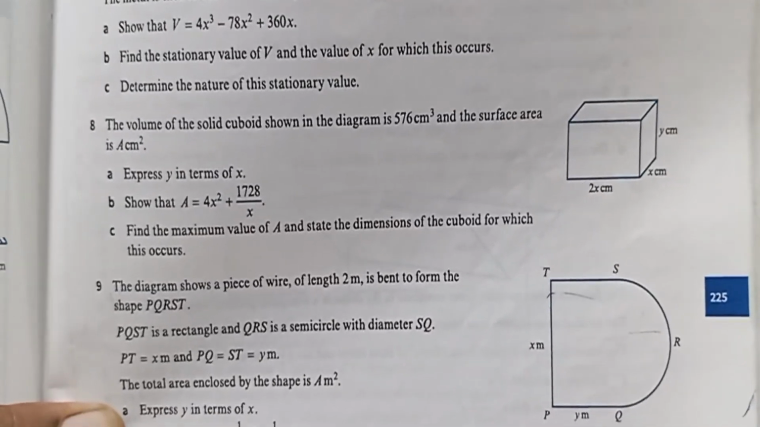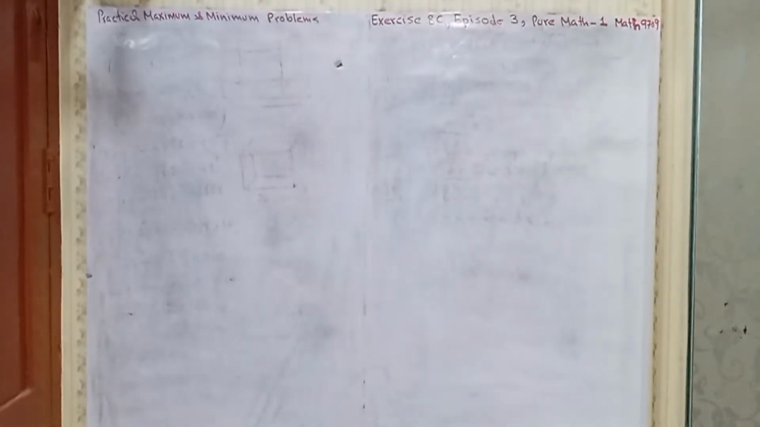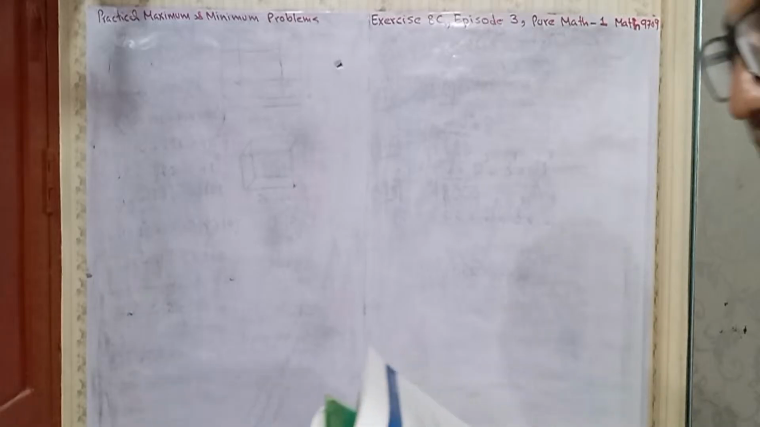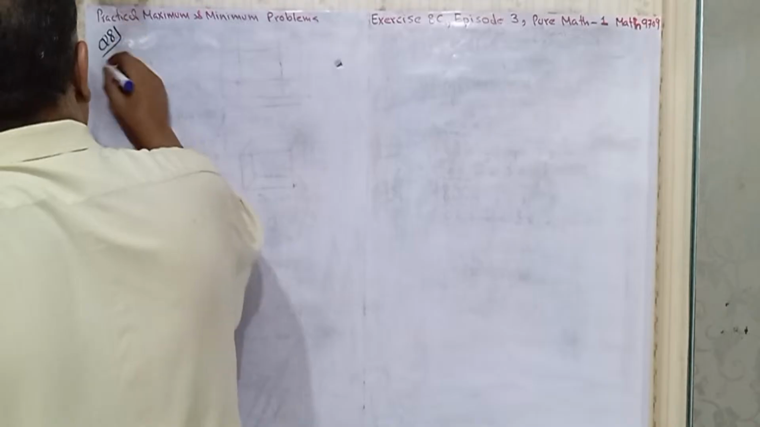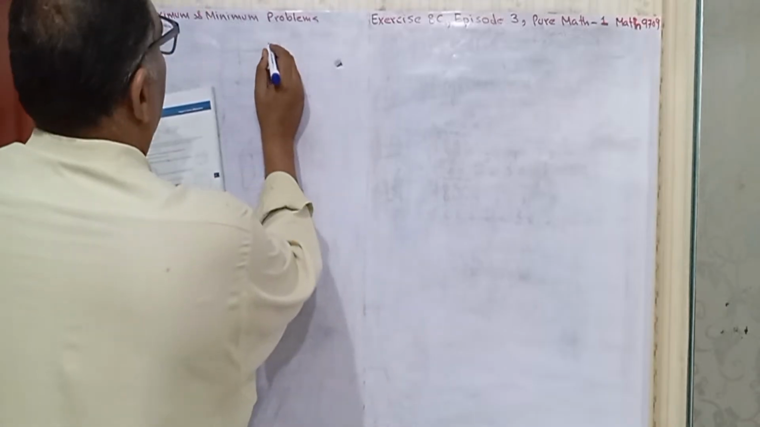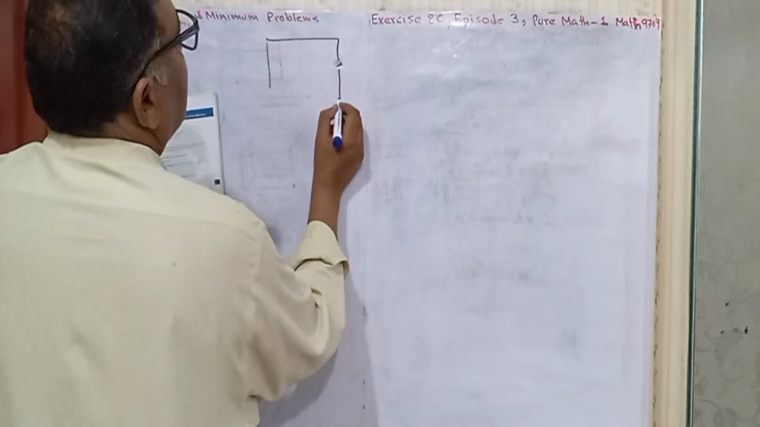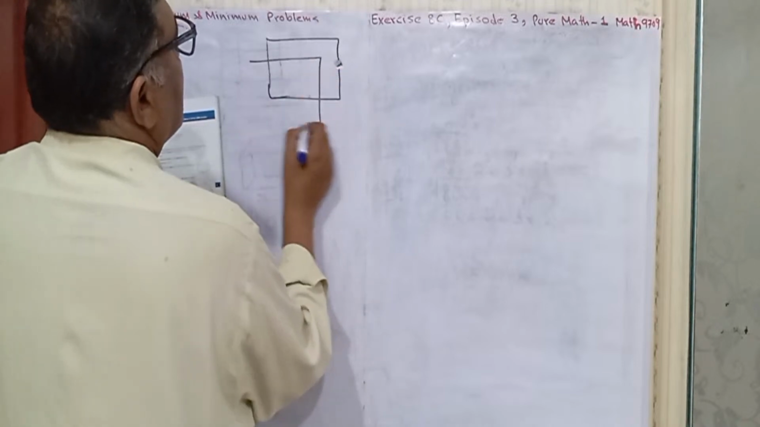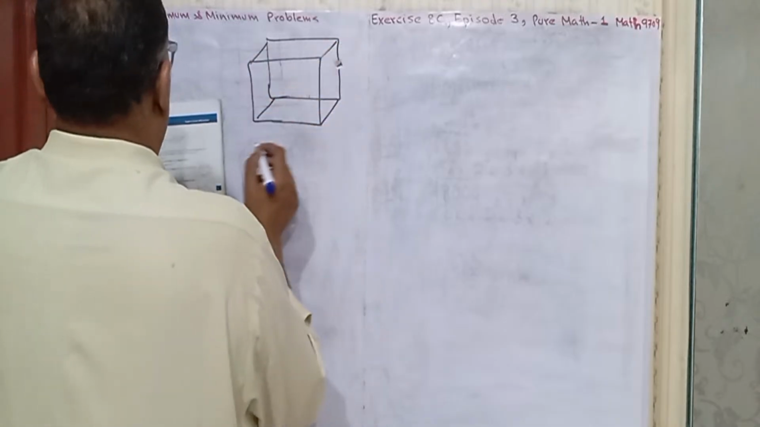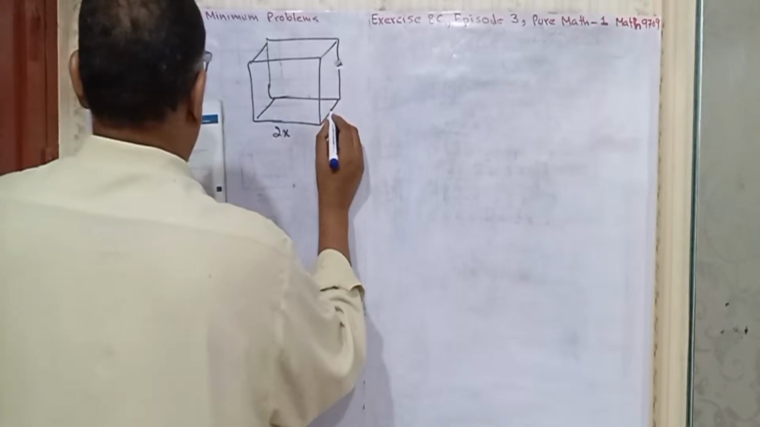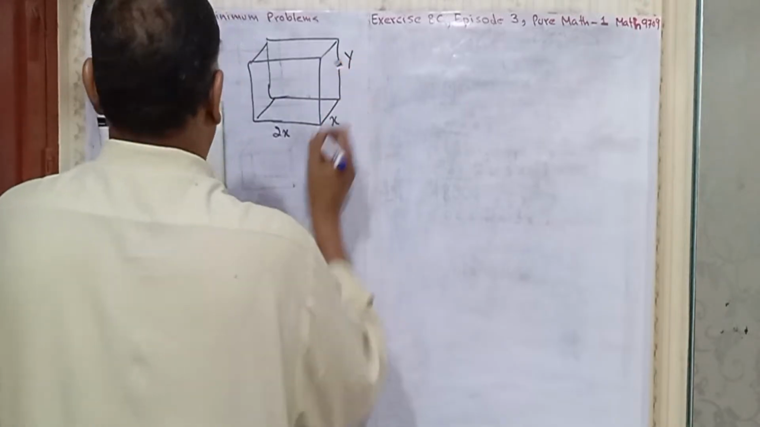Question number 8. He says the volume of a solid cuboid shown in the diagram is 576 centimeter cube and the surface area is A centimeter square. Express y in terms of x. This is question number 8 we are going to attempt. This is the shape, a solid cuboid. It's not like an open cylinder, okay? This is x and this is y.